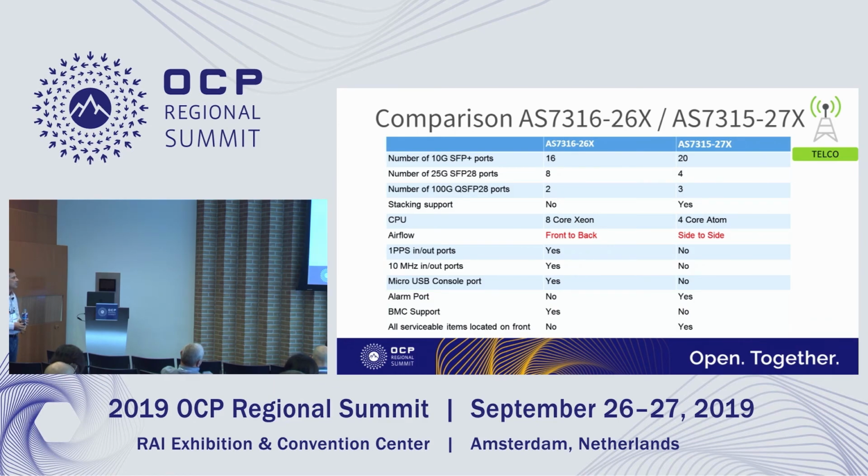This one is more of a cost-conscious 4-core Atom processor. It's a Denverton processor in the Atom family. One of the main differences here is the airflow. So the original design in OCP was front-to-back airflow. This design is side-to-side airflow.